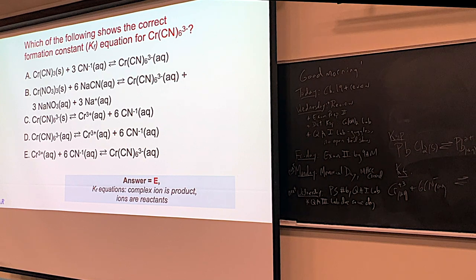But like KSP, anything that goes into making the complex ion, those are going to be your reactants. So there are some examples here of sodium and stuff like that. No, don't put any sodium, because maybe it was potassium, you don't know. But you do know that the Cr(CN)6 minus 3 thing has 6 cyanides. Cyanide is minus 1. And because there's 6 of them and a minus 3, that means this is a chromium plus 3.